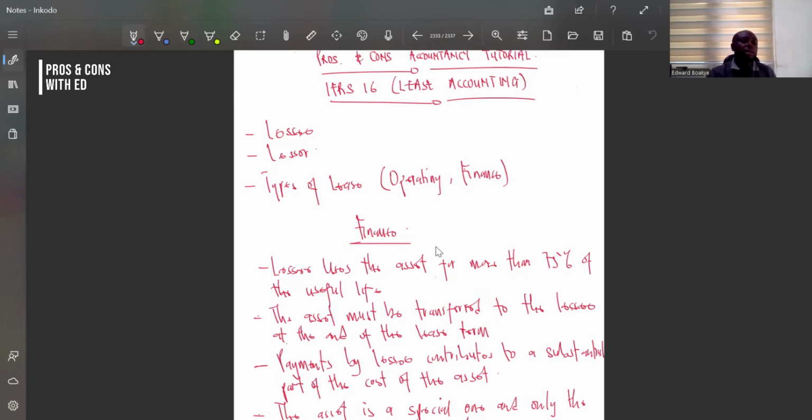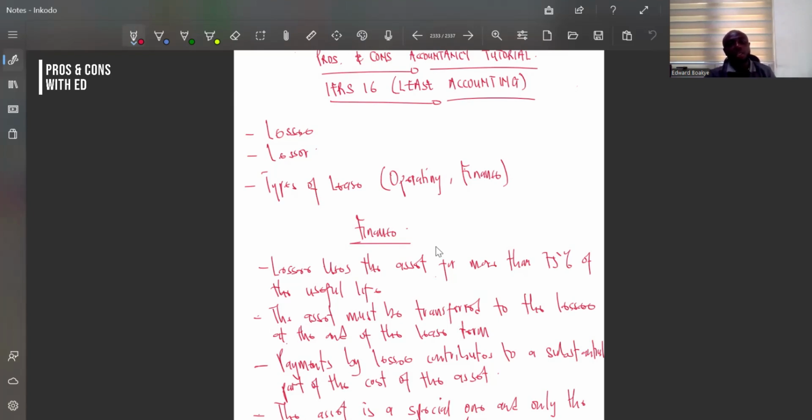In recognition under the operating lease, we said it is just an asset given to you for use, and you are making some interval payment, but you do not control what? The asset. So in that case, you do not recognize any liability, neither do you recognize any asset or the cost on the asset, which is the depreciation.